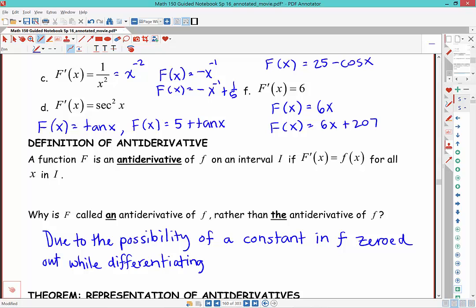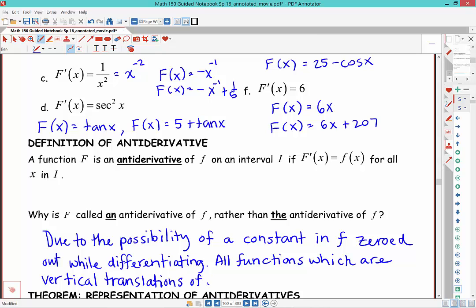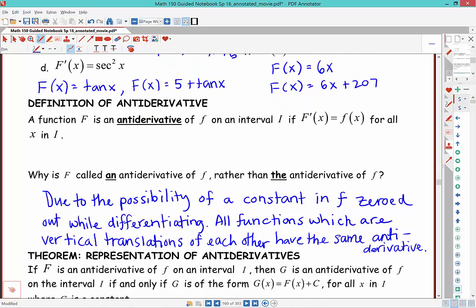So basically, all functions which are vertical translations of each other have the same antiderivative. Okay, so let's check out the next part.